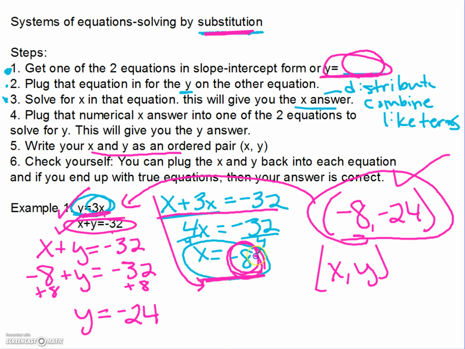Once you have your x value, you take it and plug it back into one of the equations. So you're going to solve for x first, and then you're going to substitute back in and solve for y.